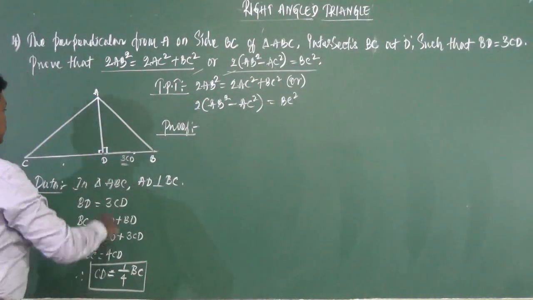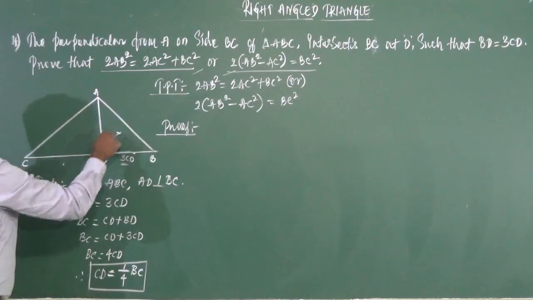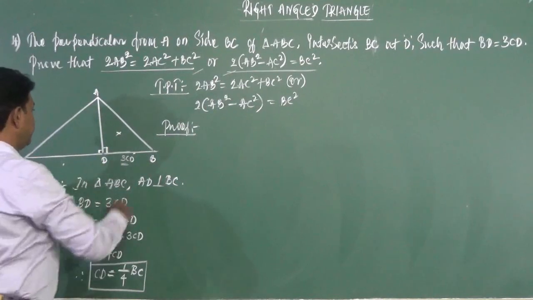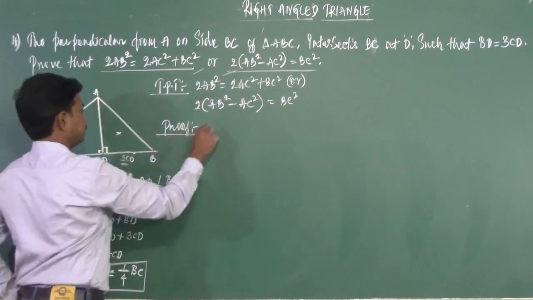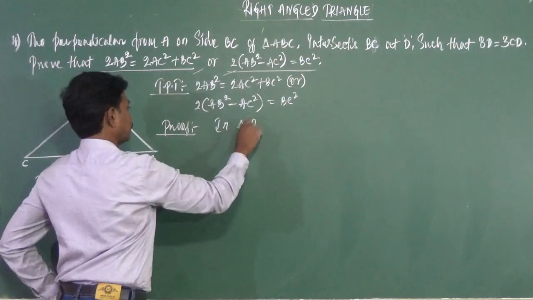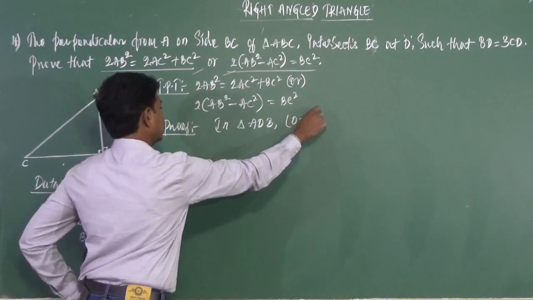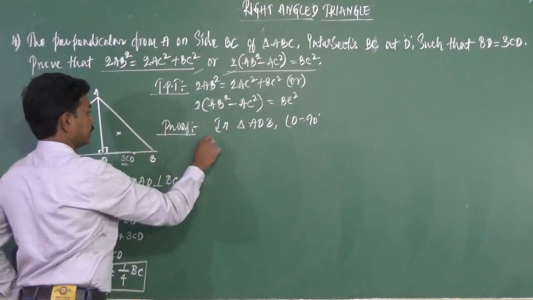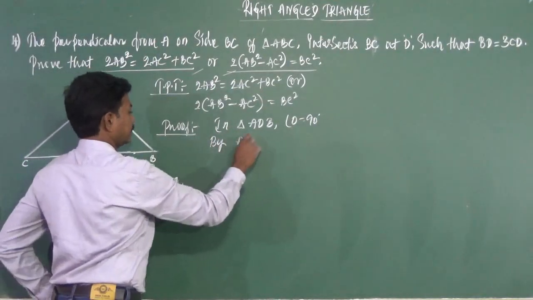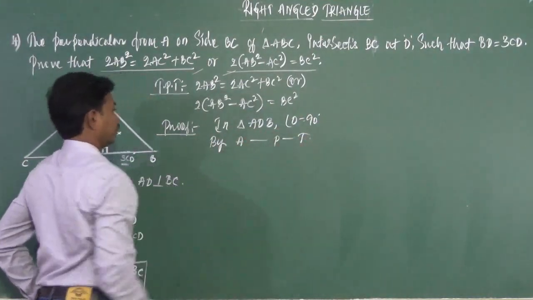Okay, so let us take triangle ADB here. So let us start with triangle ADB. So in triangle ADB, angle D is equal to 90 degrees. So we can apply Pythagoras theorem. So by applying Pythagoras theorem, okay.